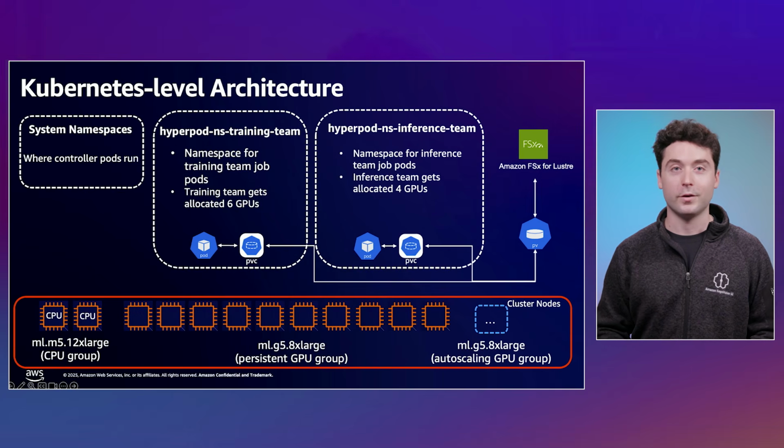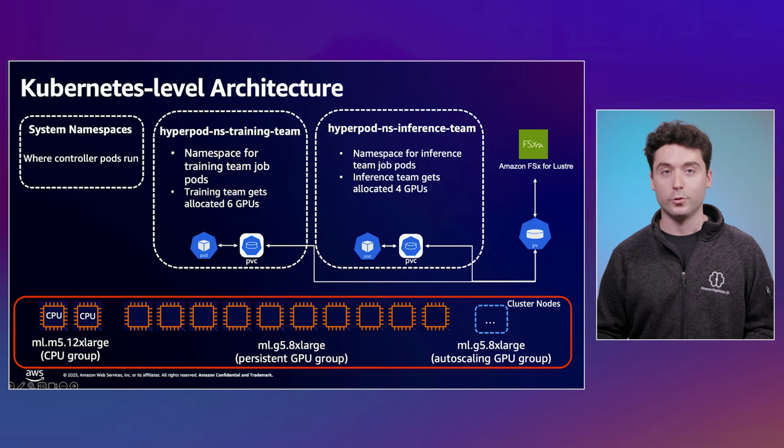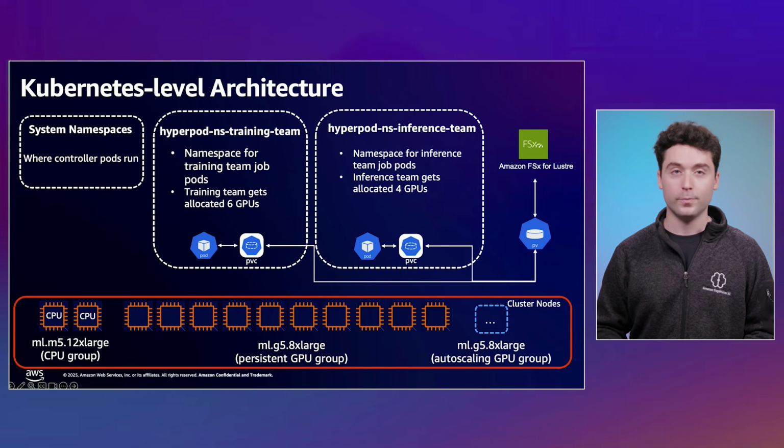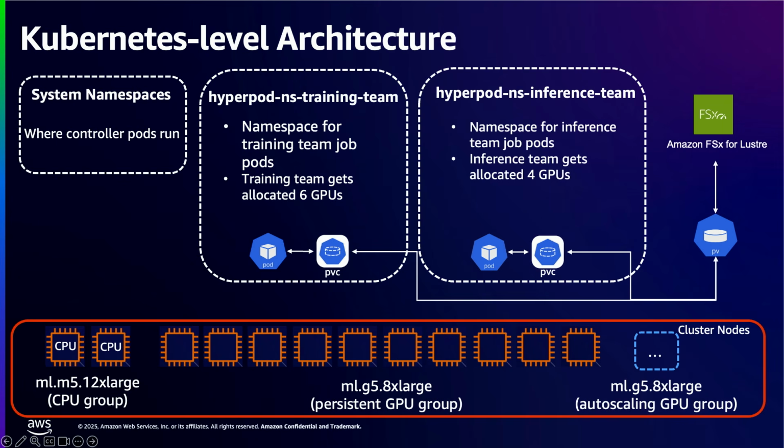At the Kubernetes layer, we allocate compute into 3 node groups. First, the CPU group, which contains 2 ml.m5.12xlarge instances, which hosts the system pods and infrastructure controllers. Next, the persistent GPU group. This has 10 ml.g5.8xlarge instances, and these handle the compute-heavy workloads. And finally, we have an autoscaling group, starting at 0 instances, which scales out based on demand during the demo.